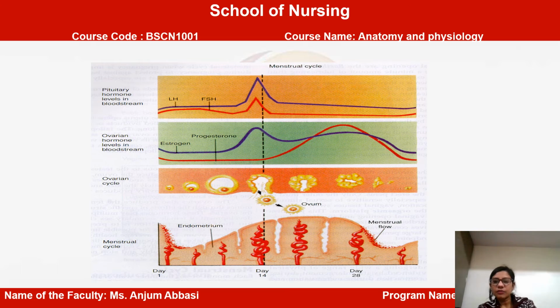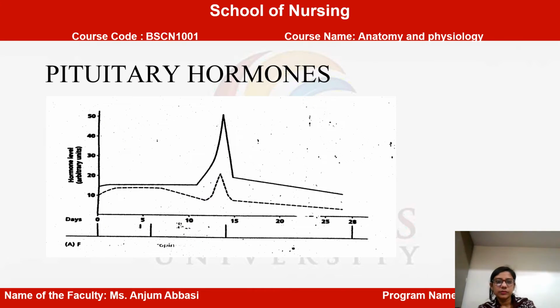So there are various changes. You can see how the ovum is released and how the blood flows. Next, you can see the pituitary hormones. So you can see the elevation of pituitary hormone at the 14th day of the month.